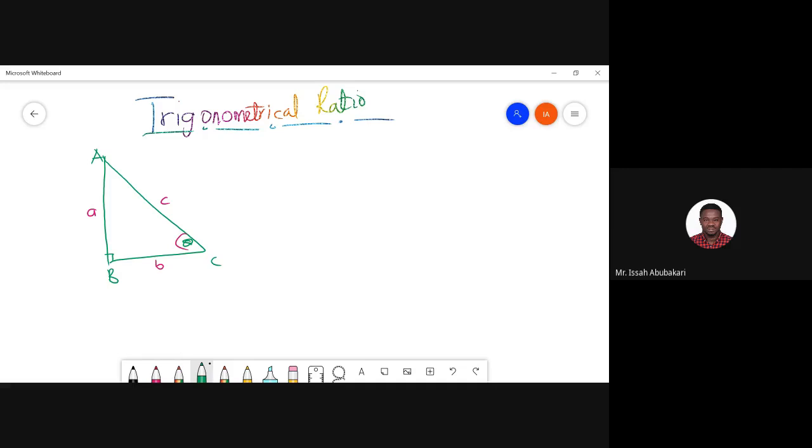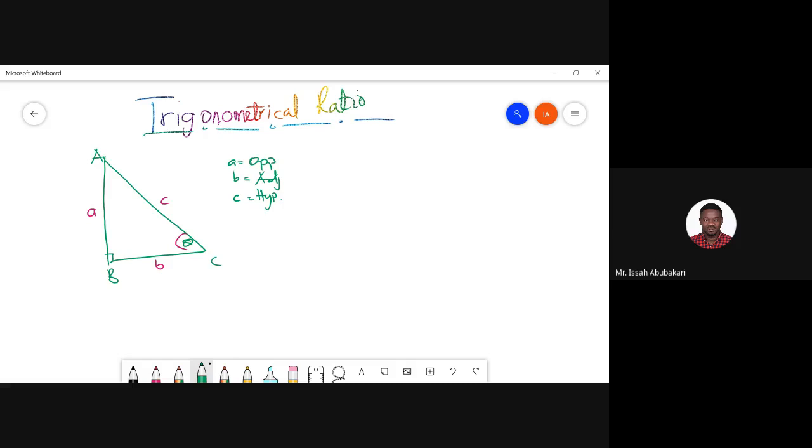The part that is adjacent to the theta is adjacent, and B is close to the theta, so it's adjacent, and the longest part becomes the hypotenuse. So C, we know C is the hypotenuse. Okay, let's write them. So we have A to be equal to the opposite, right? B to be equal to adjacent, and we know C to be equal to the hypotenuse. All right, so with this, we are going to look at the ratios.